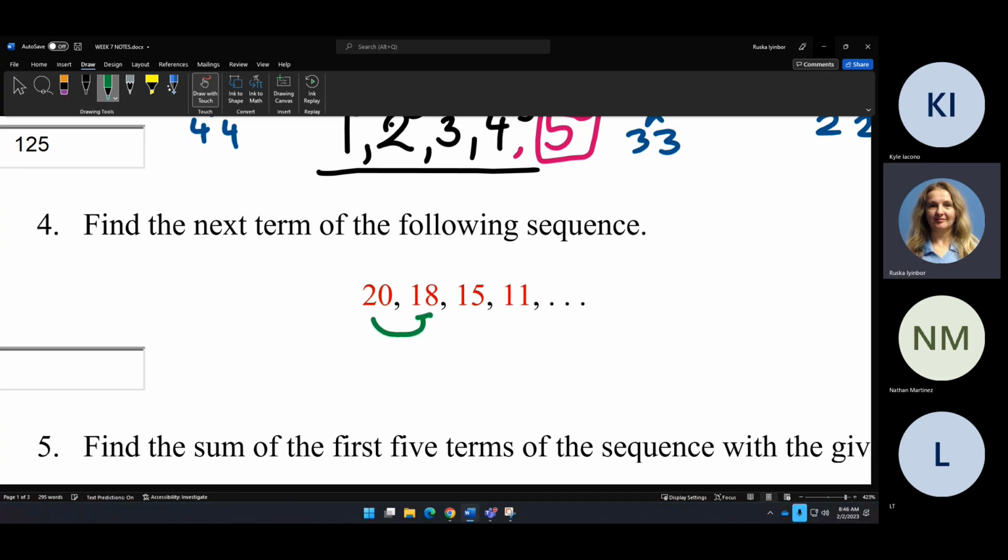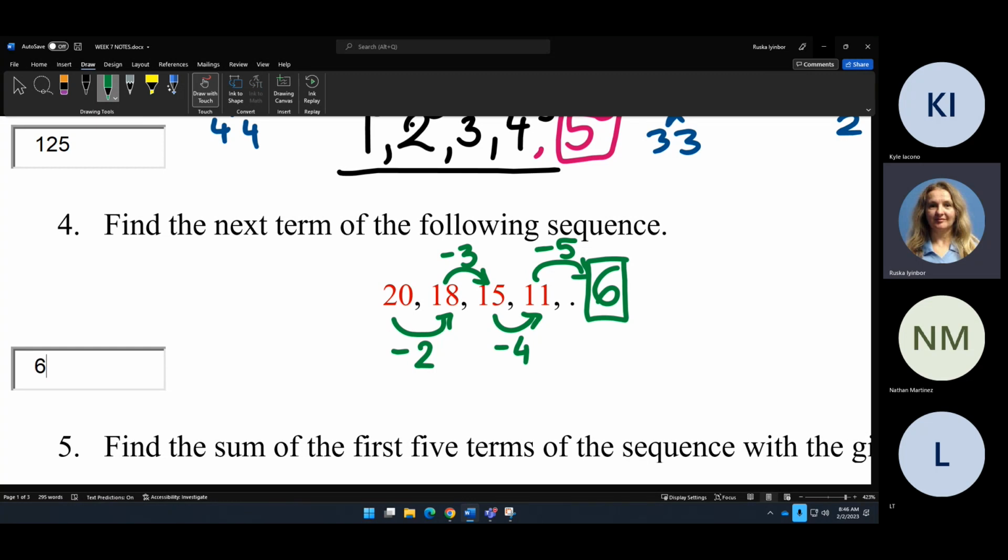So you subtract 2, that's right. From 18 to 15, you subtract 3. From 15 to 11, you subtract 4. So what are you going to do next? From 11, you're going to subtract 5, that's right. So 11 minus 5 is 6. So the next number is 6. What's going to be the next number after 6? 6 minus 6 is 0. Yes, that's right. Okay, so the answer is 6. Does everybody understand that one? Easier? Okay, so that's what you're doing with patterns.